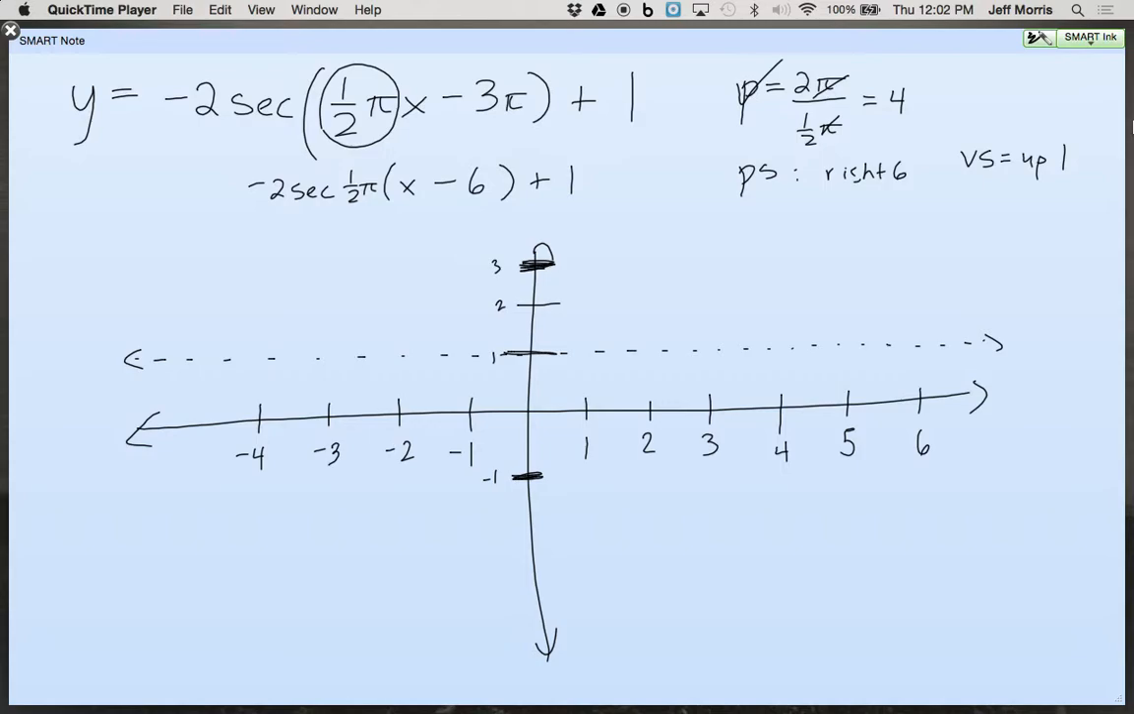All right? So cosine doesn't start in the middle. Where does cosine start? At the top. So now I can deal with my phase shift.